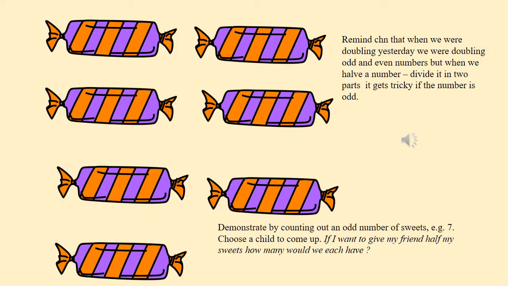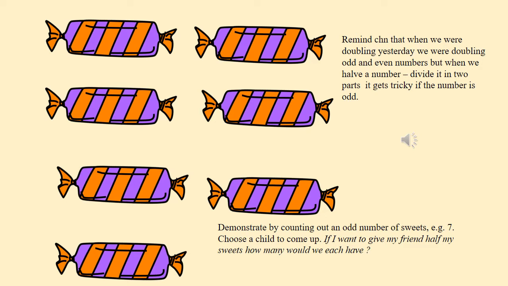So Year 1, yesterday we were doubling odd and even numbers. But today we're going to be halving numbers. Halving means dividing it into two equal parts. It gets a little bit tricky if the number's odd.